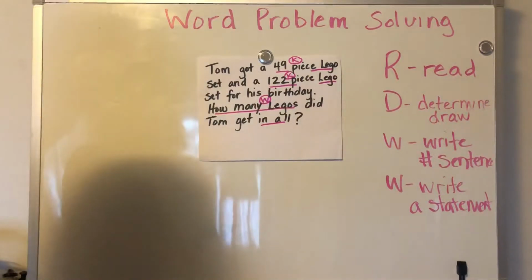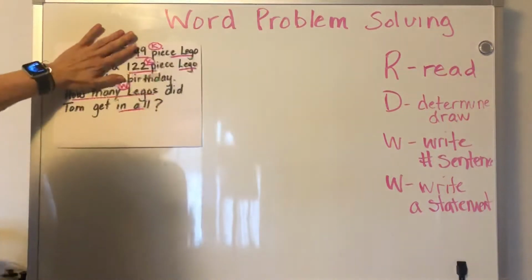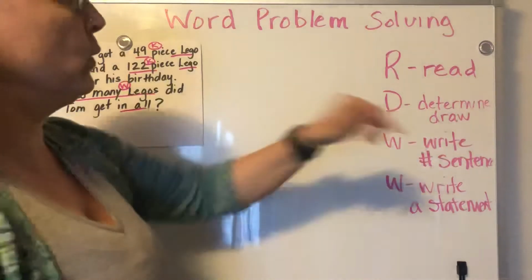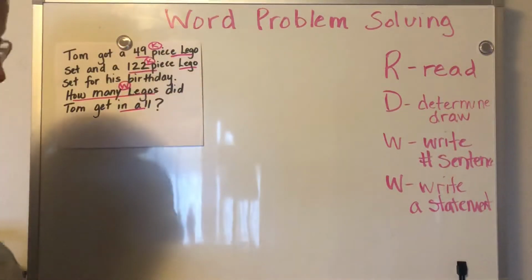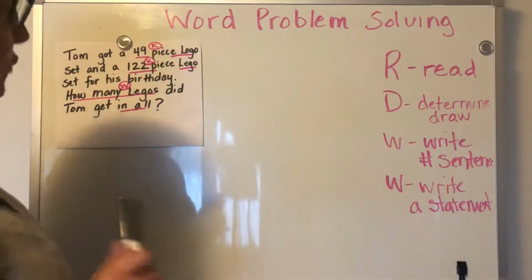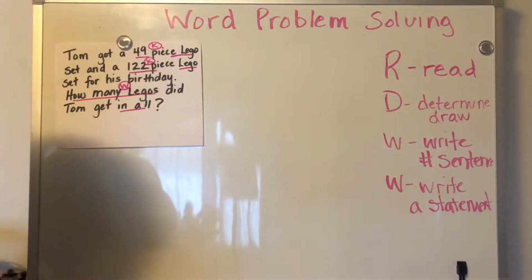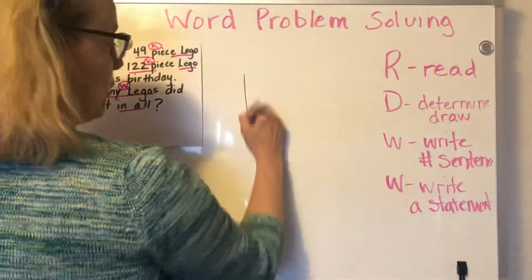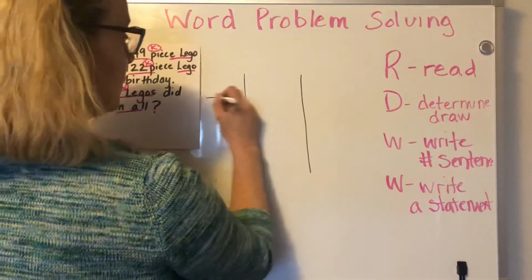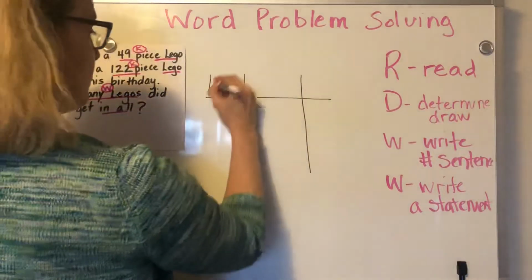So I'm going to take my problem and now I'm going to determine which operation I want to use. So we've talked about this and the strategies that we have. And I'm going to say, I think I'm going to use the pictorial strategy to solve this. So I'm going to draw my HTO chart. I'll label it.